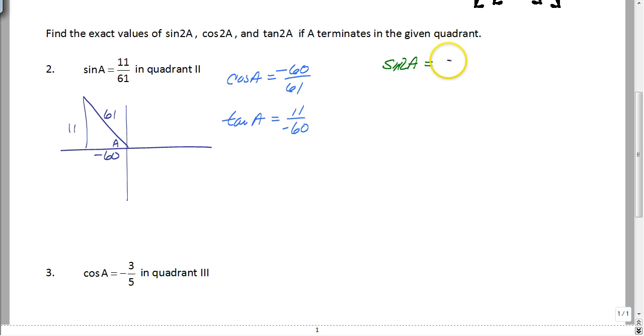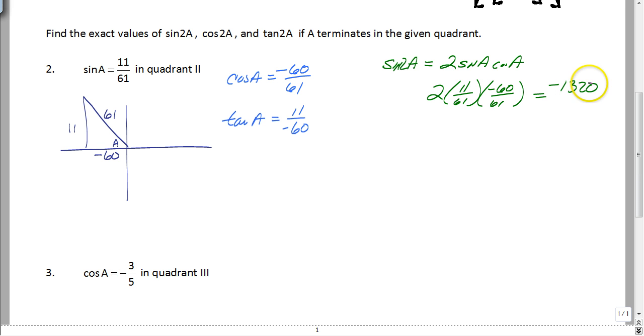So we start with sine of 2a. That's going to be equal to 2 times the sine of A times the cosine of A, which is going to give us 2 times 11 over 61 times negative 60 over 61. And that's going to give us, use your calculator, exact answers only please, negative 1,320 over 3,721. And you're done.